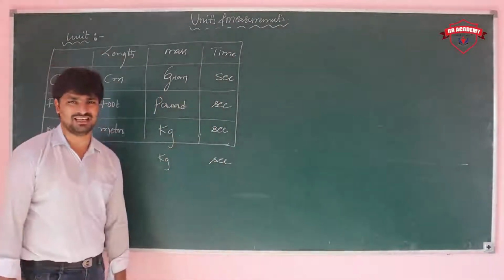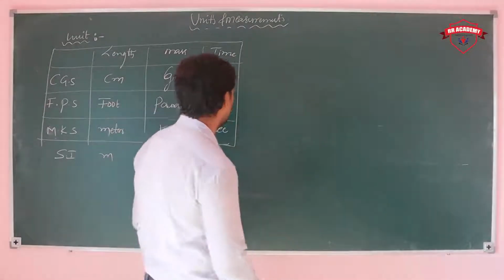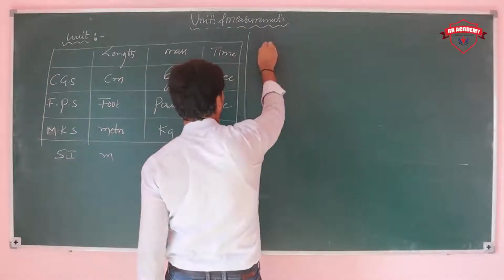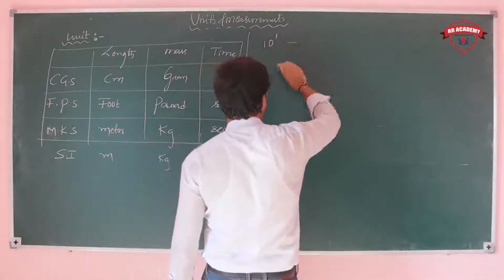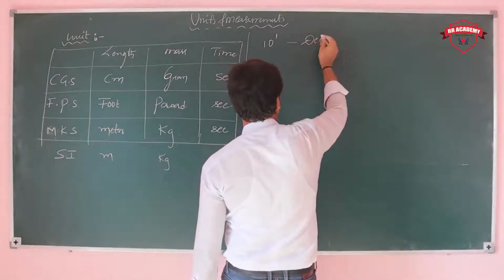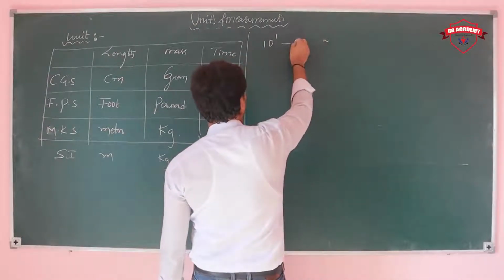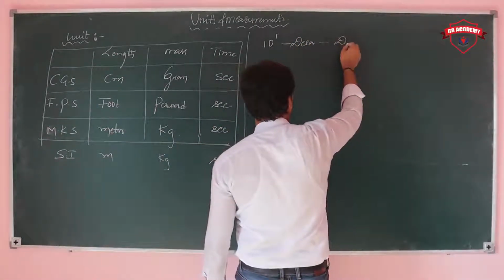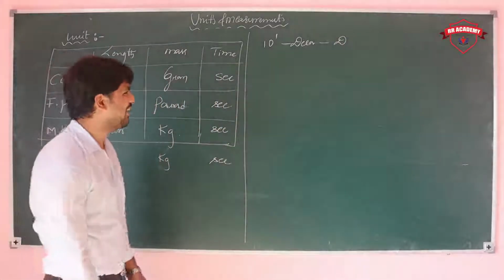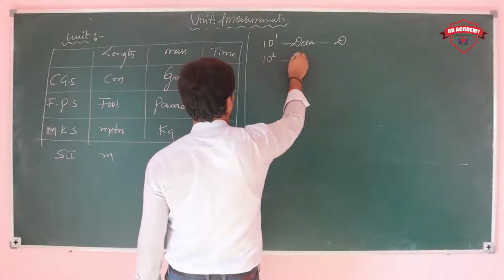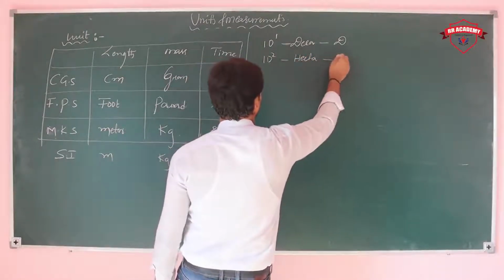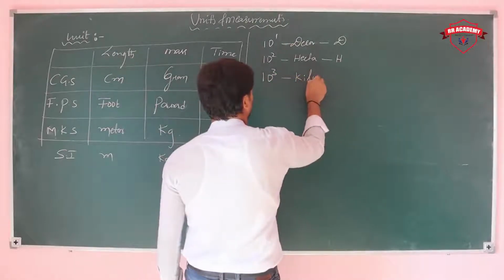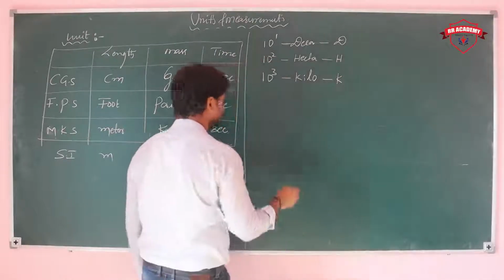Multiples and submultiples of the SI unit are very important here. So see here, what are the multiples and submultiples we are using? For example, 10 power 1 is called deca, a prefix, and the symbol is capital D. 10 squared, hecto, symbol capital H. 10 cubed, kilo, capital K.